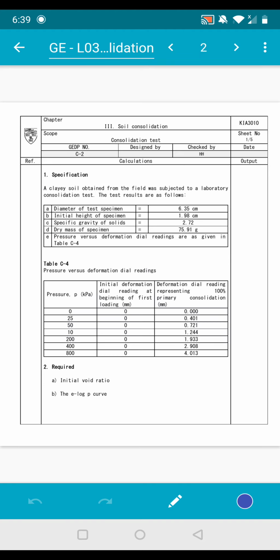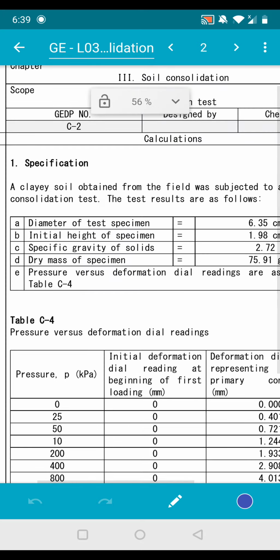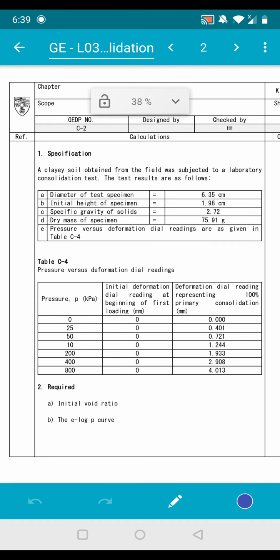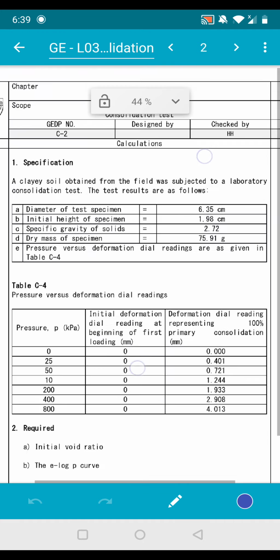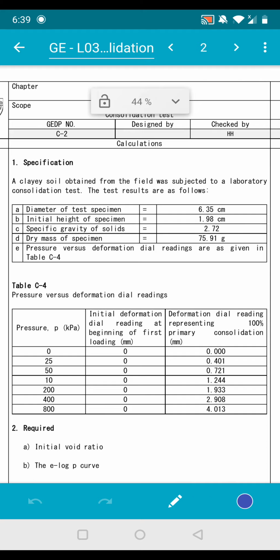Now let's look at GEDP number C2. Now this is on consolidation test. Alright, now the specification from laboratory is given. So you're dealing with clayey soil, so it was obtained from field and it is subjected to laboratory consolidation tests, and the result is as follows.